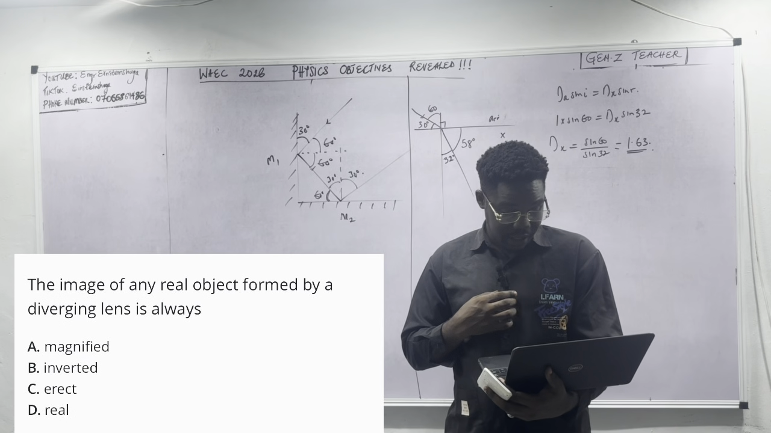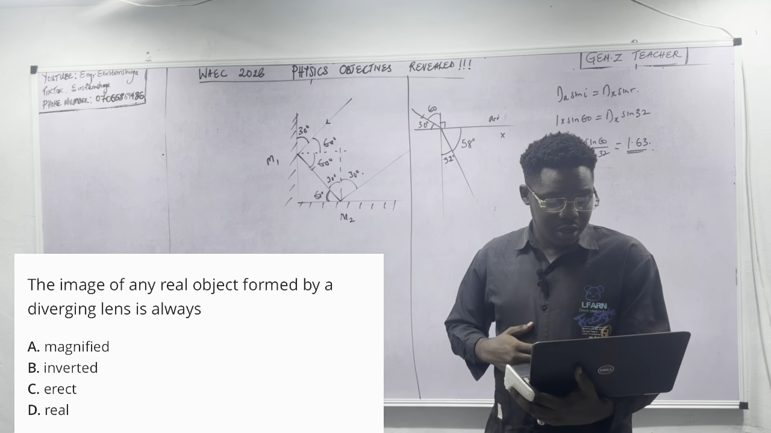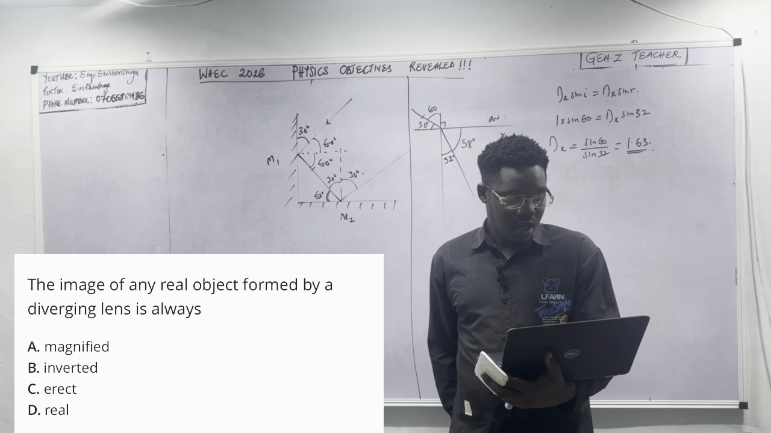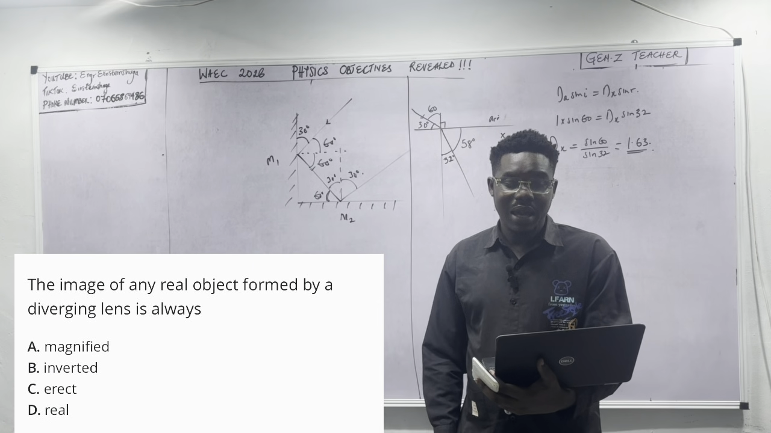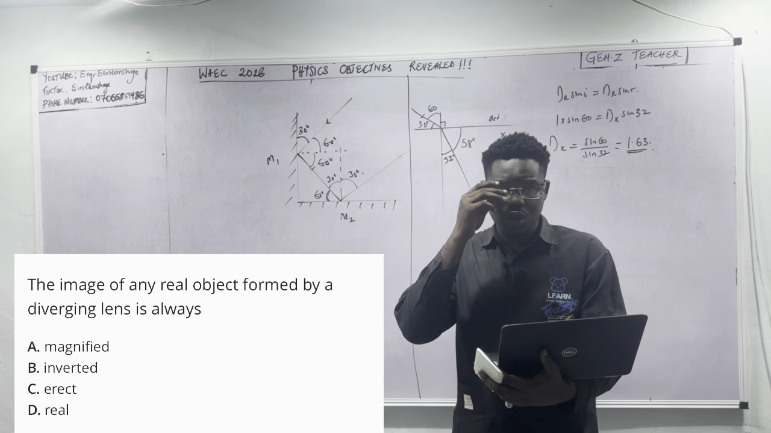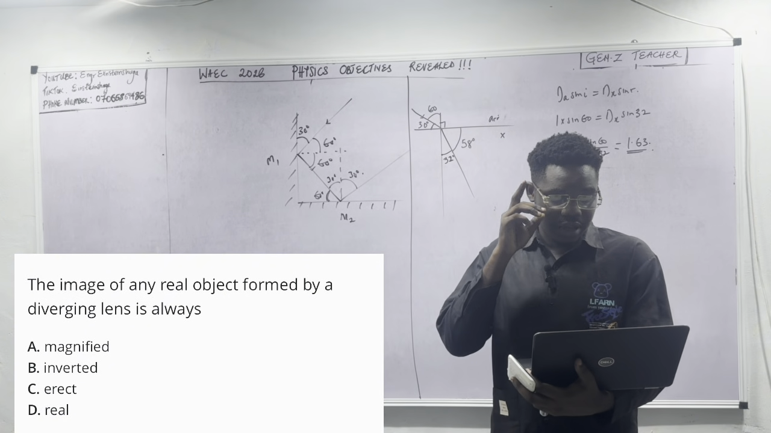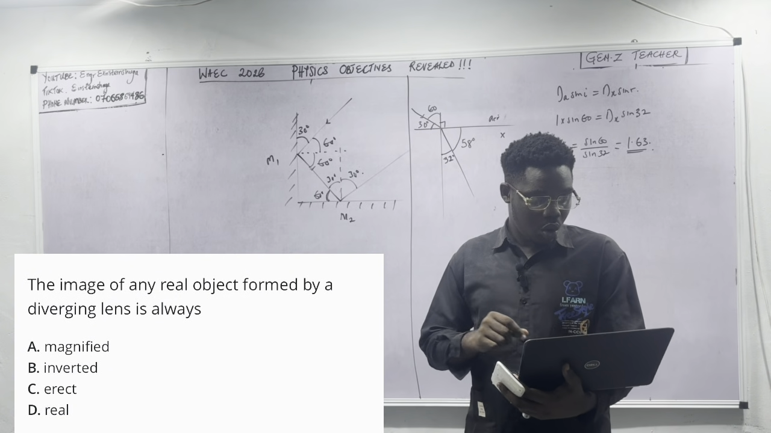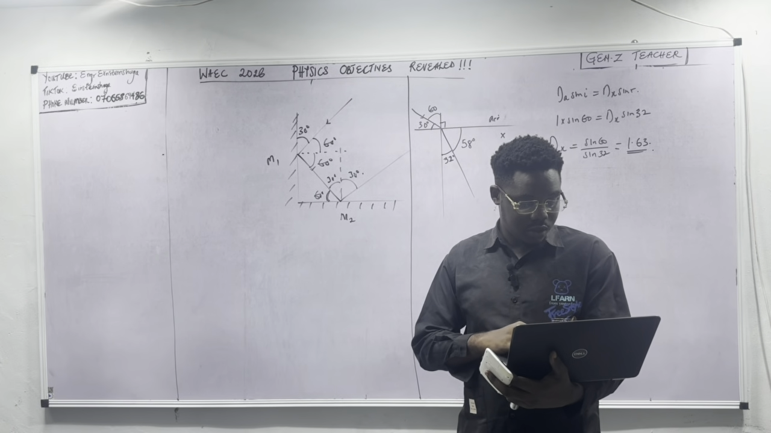Number 24 says, the image of any real object formed by diverging lenses is always dash. The answer is always erect. You either see erect or you see upright. Okay, so for a diverging lens, the image formed is always erect or upright. That's the answer to that question.